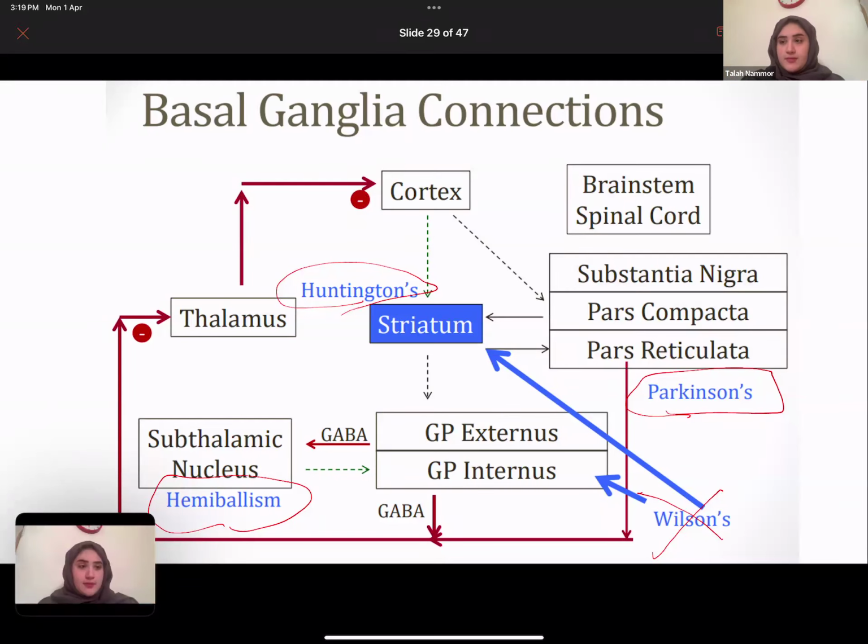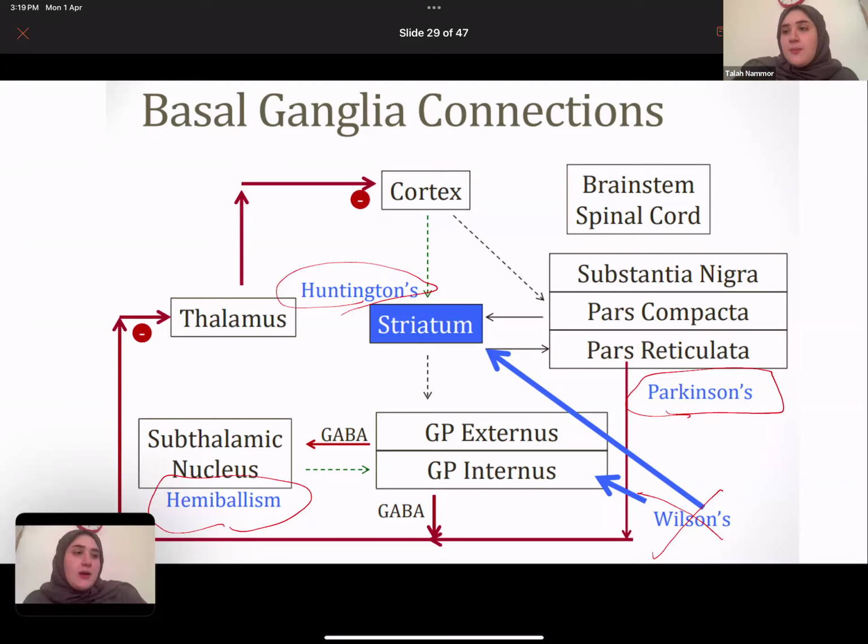D2. Exactly. So the D2 is going to take over. It's going to be the dominant one because D2 usually prevents movement. But then we're saying hypokinetic, meaning that we don't have a lot of movement. So D2 is the stronger one in Parkinson's.